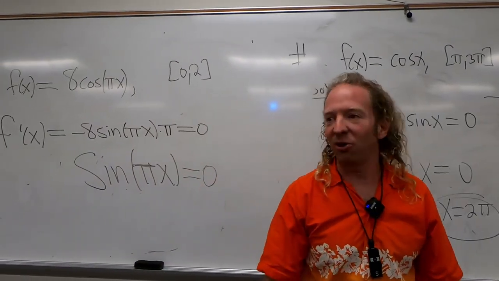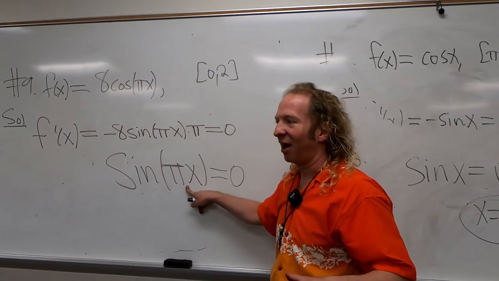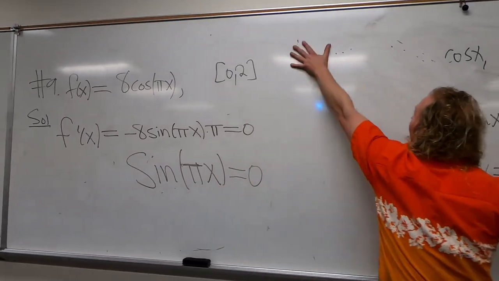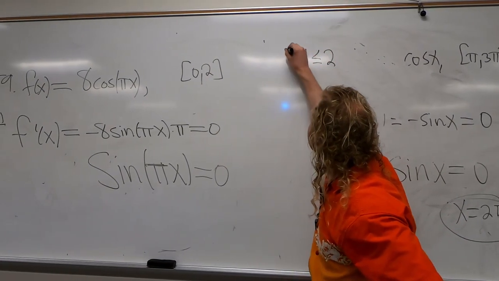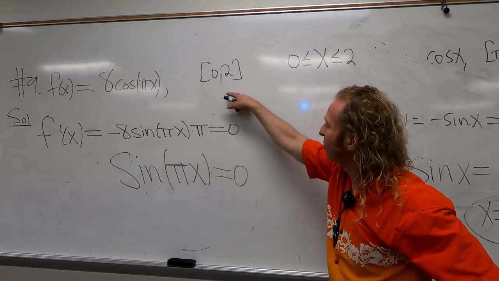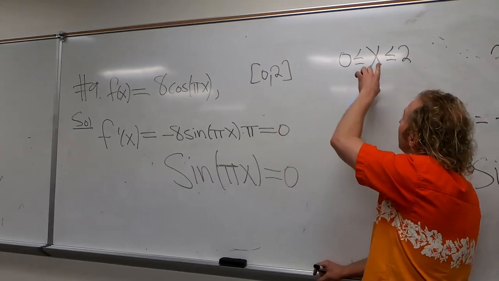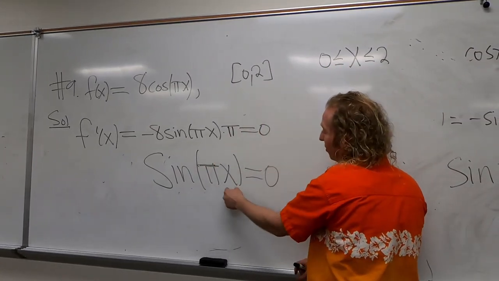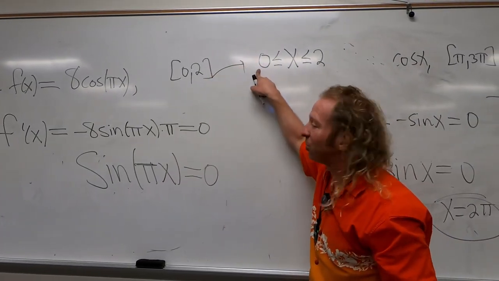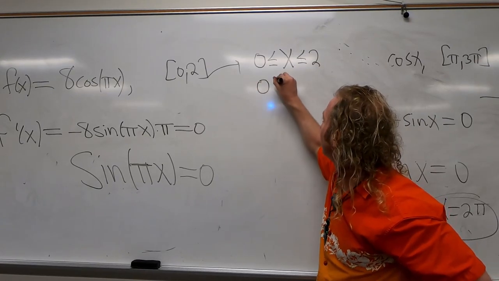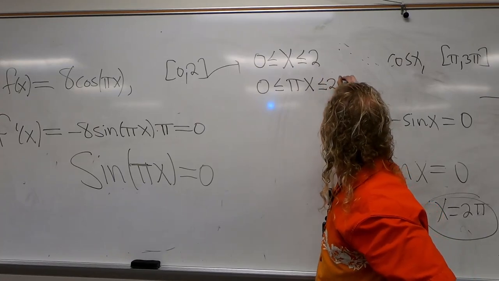Oh, wait, so we have to solve this equation. I don't know how you all normally do this. Whenever I have a trig equation like this and it's not just x, I go back to baby steps. I focus on this: x is between 0 and 2. This is how I teach it in trig. Whenever you have something besides x here, you take this, which comes from this, and multiply everything by pi. So you get 0 less than or equal to pi x less than or equal to 2 pi.